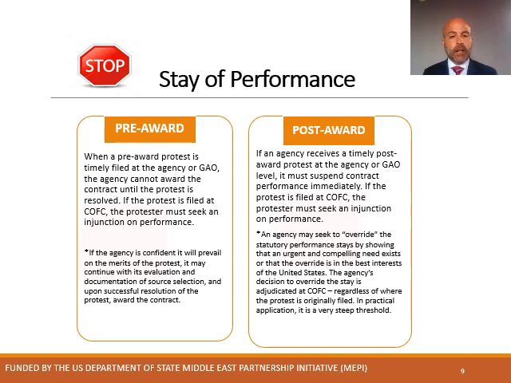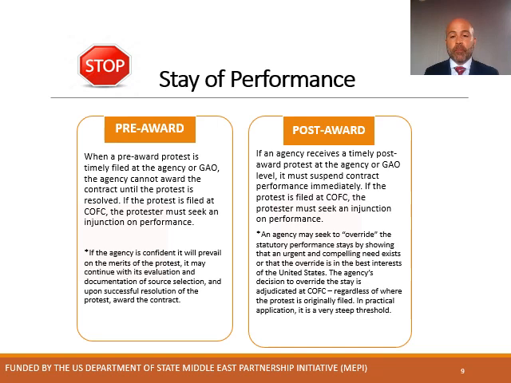Now, I want you to know that an agency, either in the pre-award or the post-award context, can seek to override the statutory or judicial performance stays by showing that an urgent and compelling need exists, or that the override is in the best interests of the United States. Now, the agency's decision to attempt to override the stay can be itself challenged, and those challenges are always adjudicated at the Court of Federal Claims, regardless of whether the protest is originally filed at the agency level, at GAO, or at COFC itself.